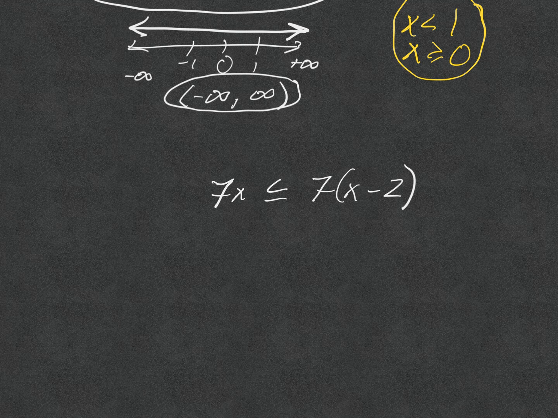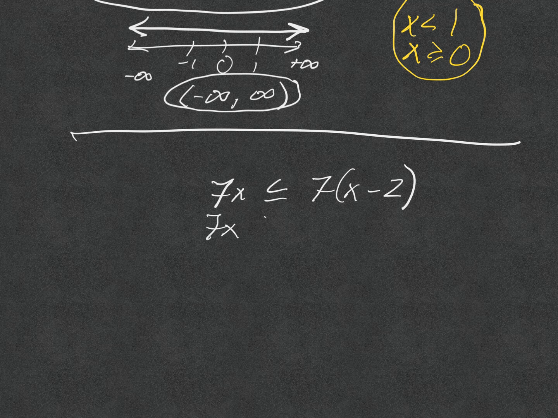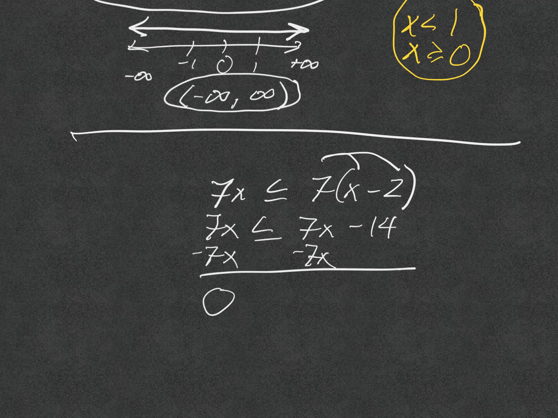So here's our equation, and what we do is we're going to proceed to solve. We get 7x is less than or equal to 7x minus 14, doing our distributive property here. And then we subtract 7x from both sides. And we end up with 0 is less than or equal to negative 14. Now this is always false. And if it's always false, then that means there is no solution.